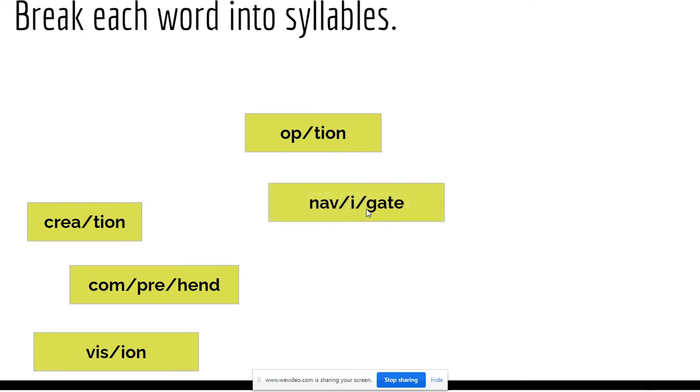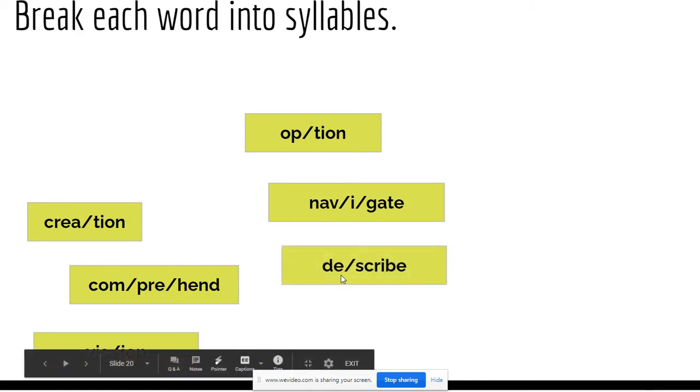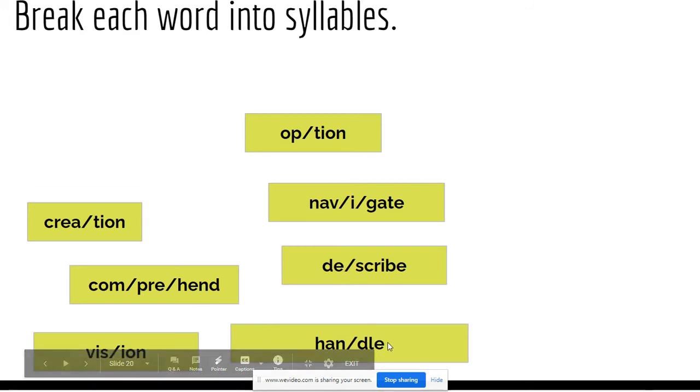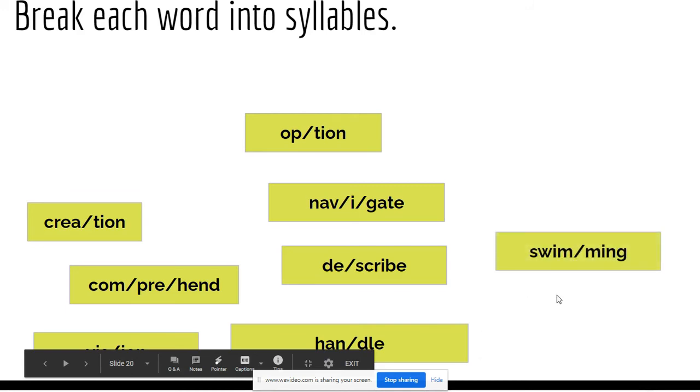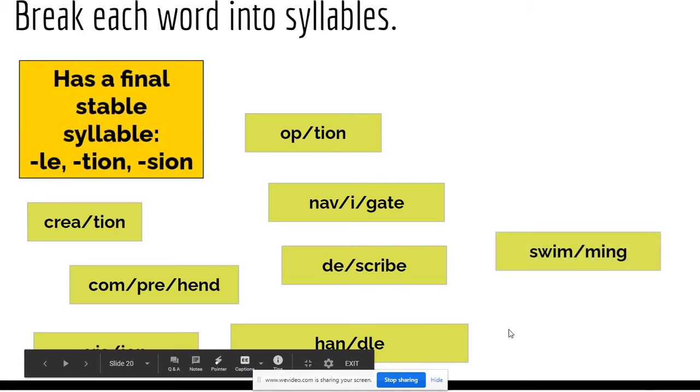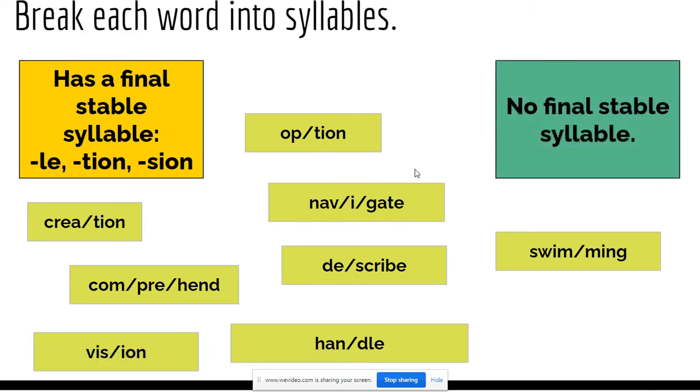Then I've got navigate, describe, handle. There's another final stable syllable with D-L-E. Then I've got swimming. Now what I want you to do is, you've taken the time to sort these by the syllables. Now I want you to figure out which ones have a final stable syllable. You're going to move them over to this side. And which ones do not have a final stable syllable, I want you to move them over to this side. Pause the video while you go ahead and do that now.